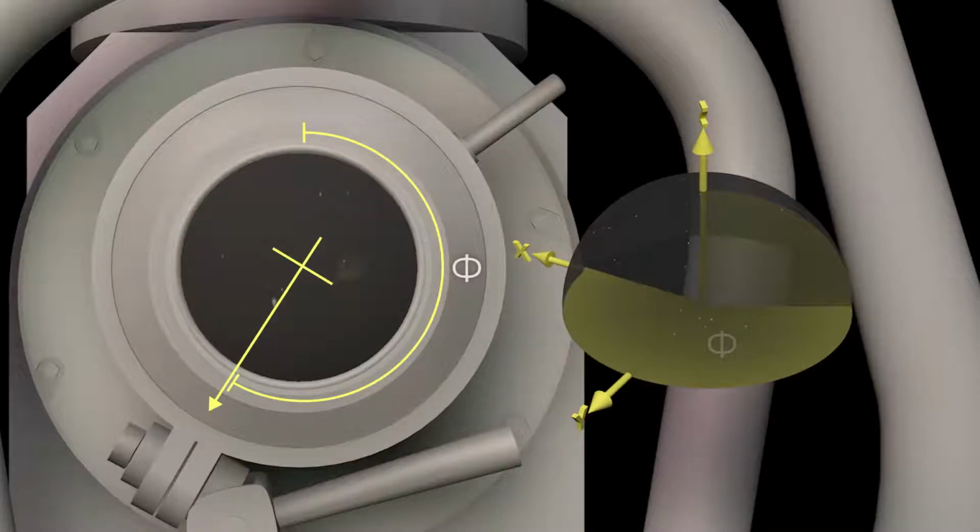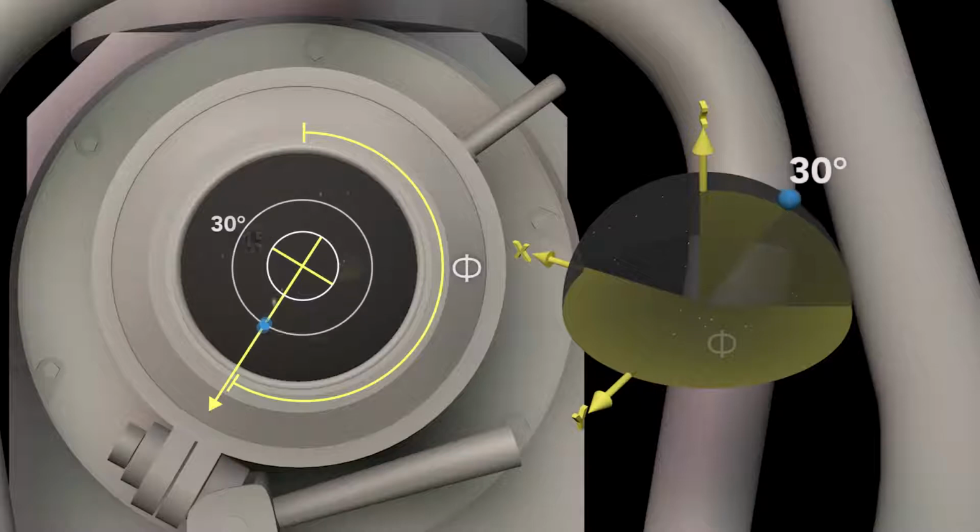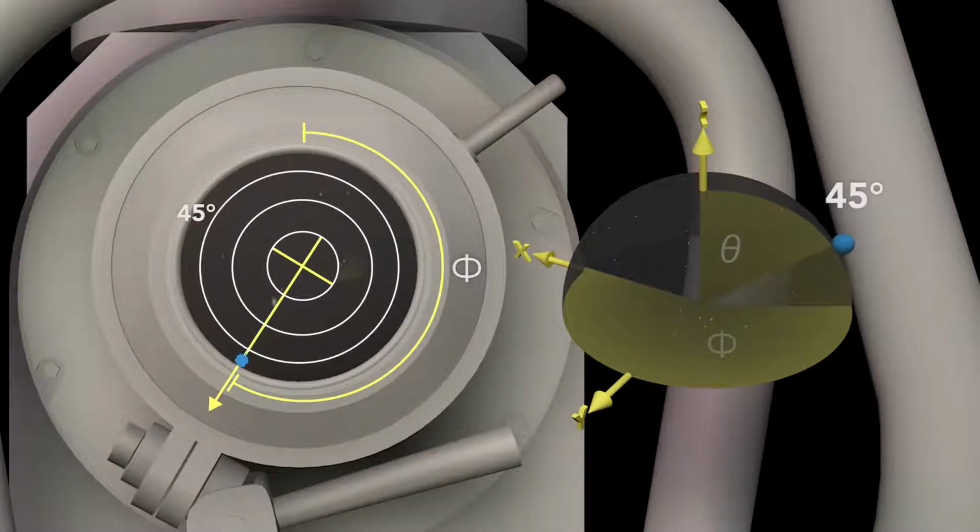To see this, watch what happens as this blue ball moves along the surface of the hemisphere. If it's on the z-axis, theta equals 0, and the ball appears at the center of the lens. As it rolls along the hemisphere toward the xy plane, notice that its distance from the center increases until theta equals 60, and it reaches the perimeter of the lens.